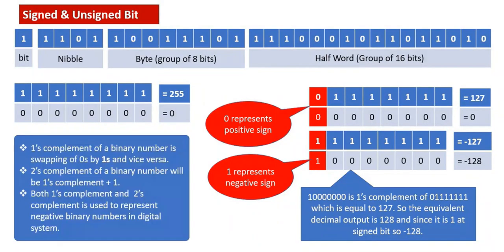So let's discuss the ones and twos complement. Ones complement of a binary number is swapping of zeros by ones and vice versa. And similarly, twos complement of a binary number will be the ones complemented and adding 1 to it. Now both ones and twos complement is used to represent negative binary numbers in digital systems. So if we take the complement of this positive 127, we will get this value. That means where 1 is present, we get a 0, and where 0 is present, we get 1. So this 127 gives you the minus 128, because if you calculate the decimal representation for this 8-bit value, then we'll get 128, but most significant bit is 1, so we get minus 128.